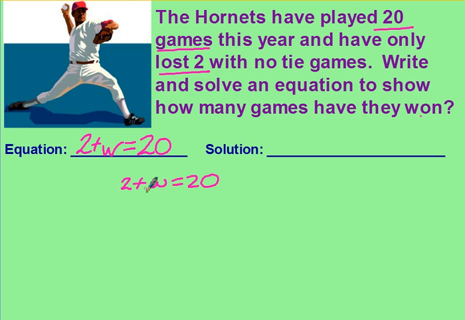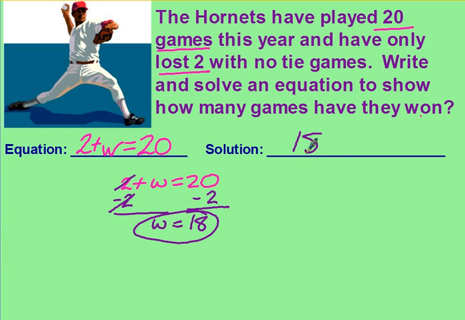W is your variable. It's being added by 2. We want to subtract 2 from both sides, so subtract 2 to isolate your variable. Positive 2 and negative 2 will cancel, leaving you with W on this side. Bring down your equal sign, and on this side you'll have 18. So how many games have they won? They have won 18 games.